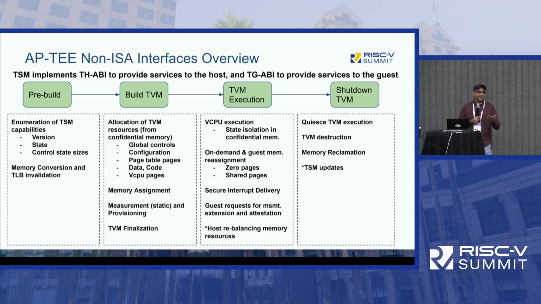What are the context switch paths that we need there? How is the context switch path secured between TCB and non-TCB elements, and so on? All the way to the end of the life cycle of a workload, where when a workload ends or is terminated, how do you reclaim the resources so that you can either reassign confidential memory to other workloads or reclaim it back for non-confidential workloads?